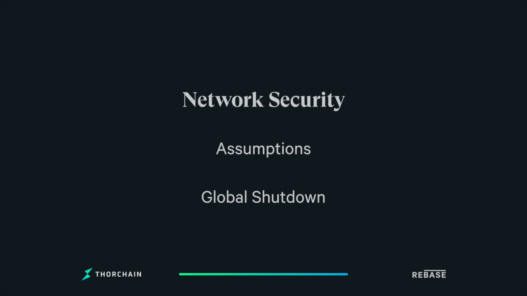By any chance, it's unlikely but possible that the number of nodes on the network could drop below the minimum required to maintain consensus. And if that does happen, the network can then cause itself to shut down intentionally. In this case, all of the assets on the network are returned to their owners.